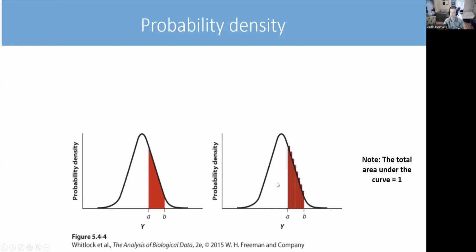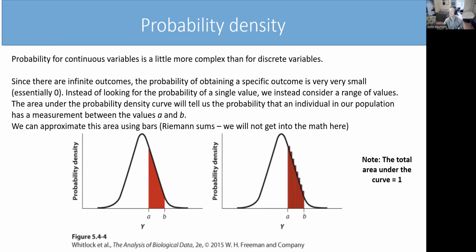If you're not familiar with calculus, totally fine. Just to say that if you've seen calculating the area under a curve before, yeah, we can do that. The probability for continuous variables is more complex than discrete ones. And here's a whole bunch of reasons why. There's infinite outcomes. The probability is very, very small of getting a specific outcome, but instead we look for like, what's the probability of being in this range between A and B? We can measure this using bars, which is the Riemann sums, or we can measure it with the area under the curve, so we can integrate as well.